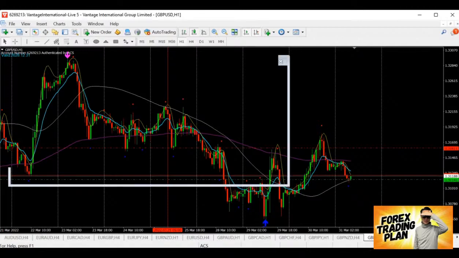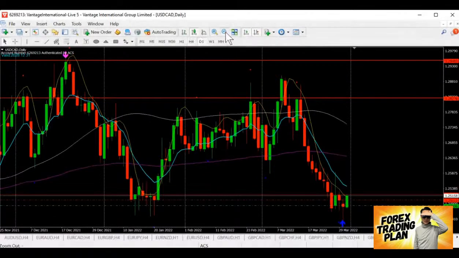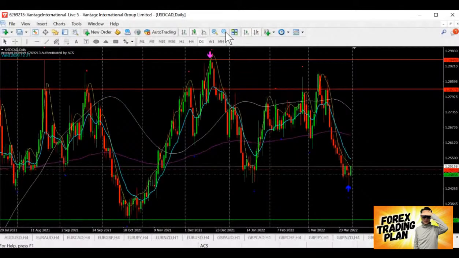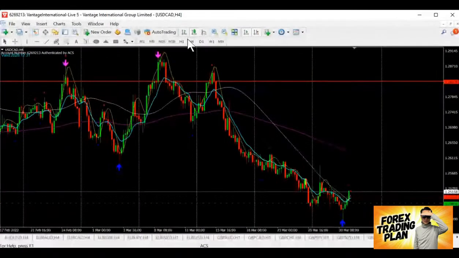All right, how about dollar CAD? Dollar CAD today, we are meeting up with the support. You can see the support level, no change. This support is still there.